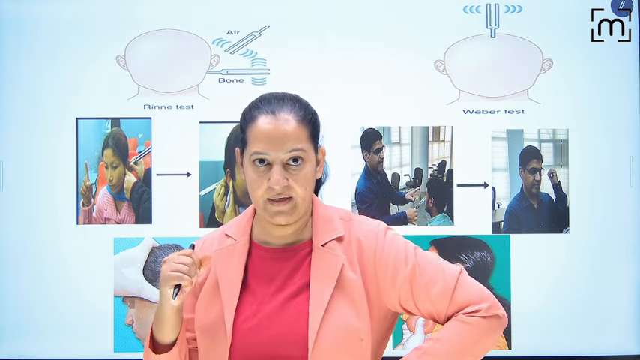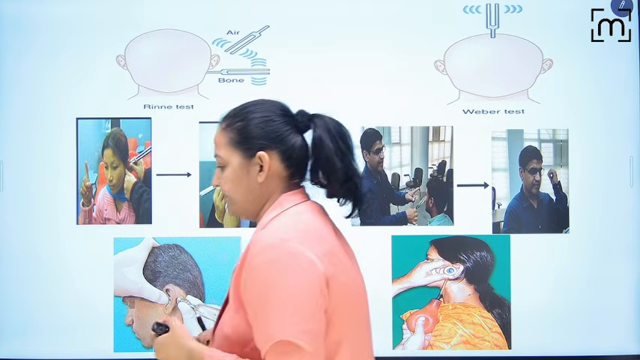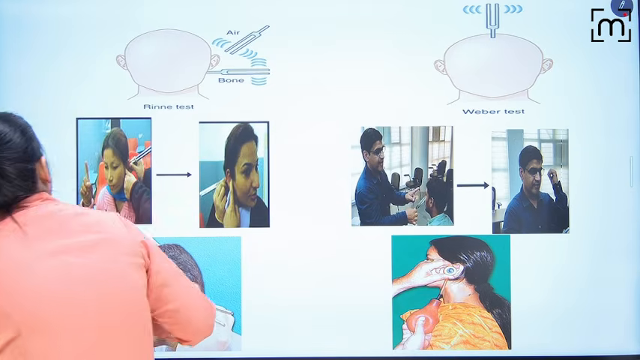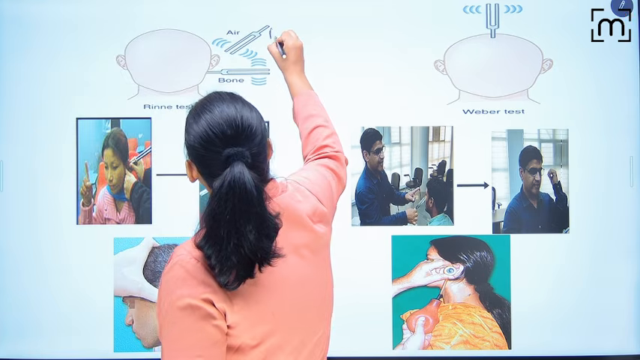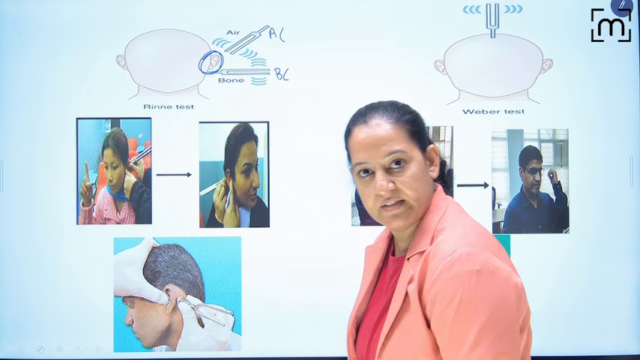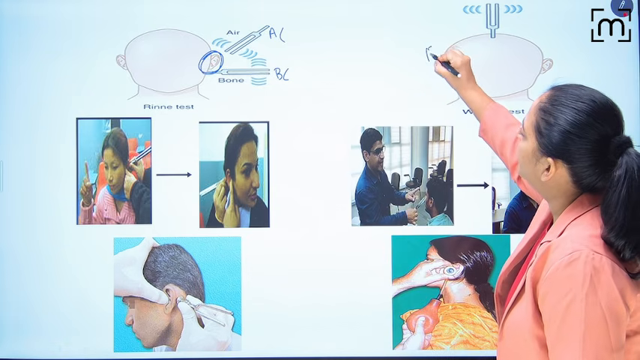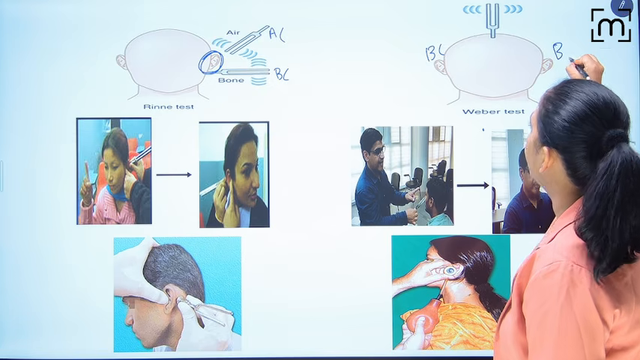Can you see the screen? What are we doing? In Rinne's test, say the principle. Just a second. In Rinne's test, we compare AC and BC of the same ear. This is the principle. In Weber test, we compare BC of both ears, right and left.